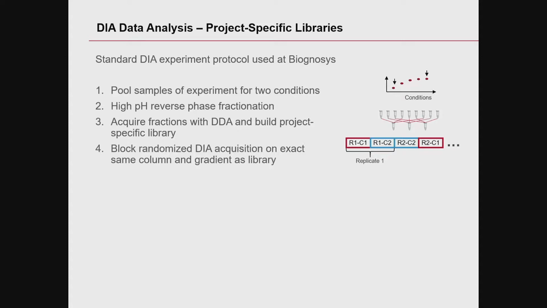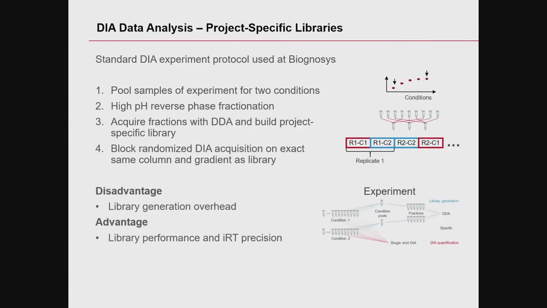Then we typically perform high pH reverse phase fractionation using these published micro pooling schemes. And then we acquire DDA runs of those fractions, and we build a project-specific library using this precision iRT concept. And then we perform the DIA data acquisition in block randomized order to avoid any bias in label-free quantitation.